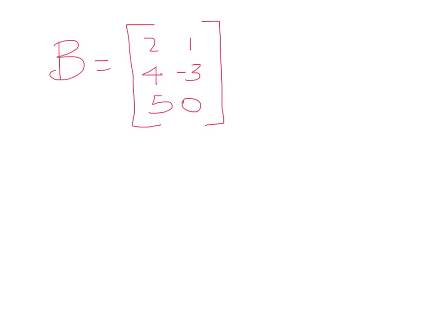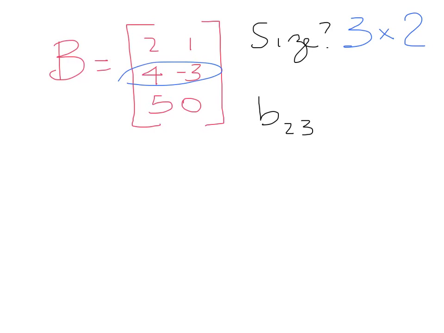Okay, here's a new matrix B, and I want to do a couple of things. Number 1, I want you to tell me what is the size of the matrix, and then I want you to name what is the B23 value. What do you think? Okay, so when I look at this and I look at the size, I remember I have to do how many rows. Let's see, 1, 2, and 3 rows. And then I say how many columns, and there are 2 columns. So this is a 3 by 2 matrix. And I'm looking for the element B23, so that's going to be in the second row.